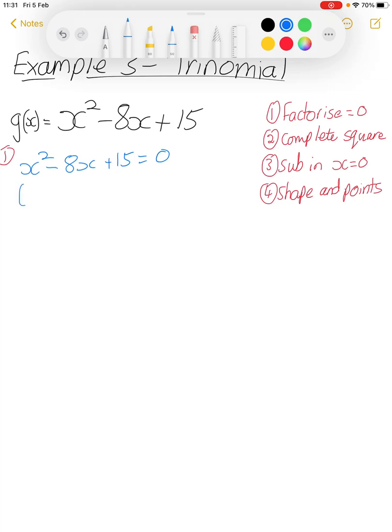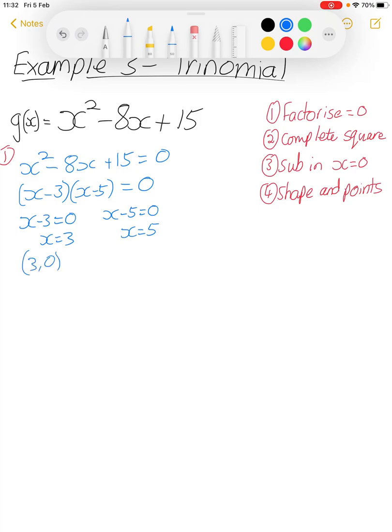So factorise it, that's going to be x take away 3, x take away 5 equals 0, meaning x take away 3 equals 0, so x is 3, or x take away 5 equals 0, meaning x is 5. Now that'll give me the coordinates 3, 0, and 5, 0 for my roots. I'll underline them because I'll need them later.